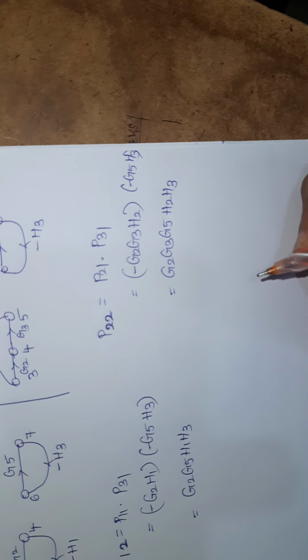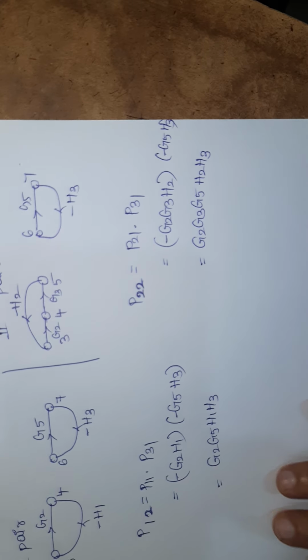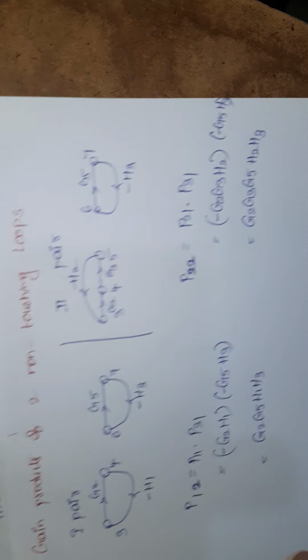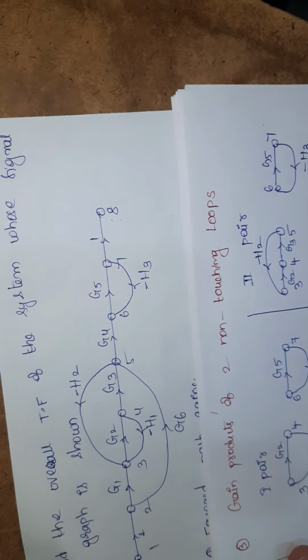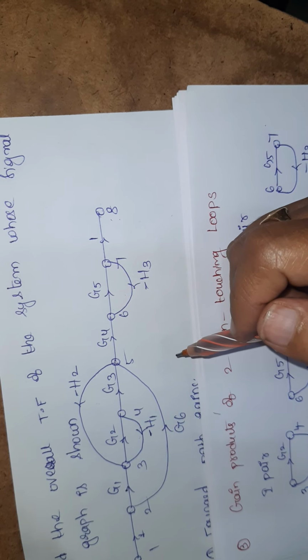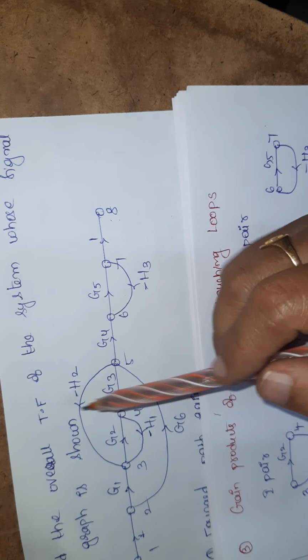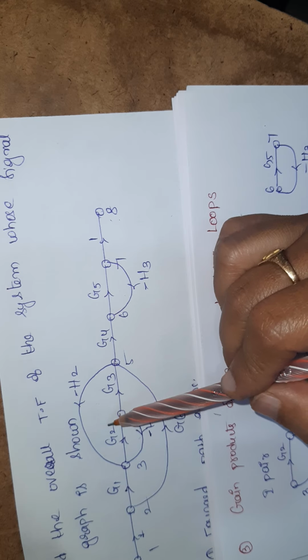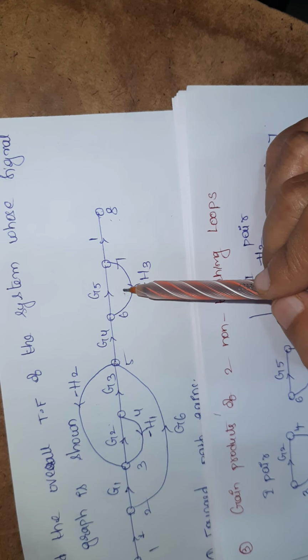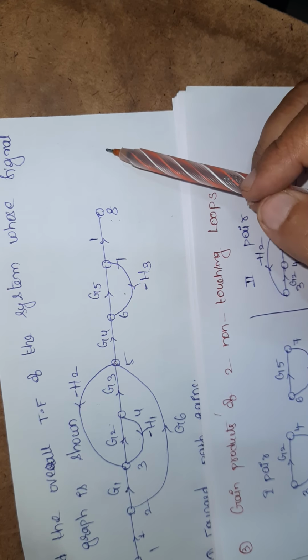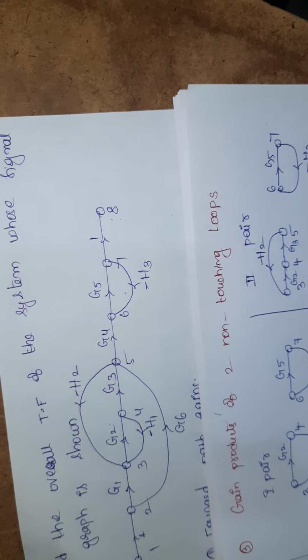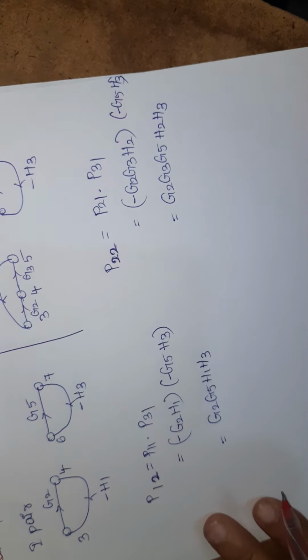So these are the gain products of two non-touching loops, and we have to see how many three non-touching loops are there. So are we having any three non-touching loop pairs? No, I am having only two non-touching loops. There are no three non-touching loops. Okay, so next, what is the fourth step?